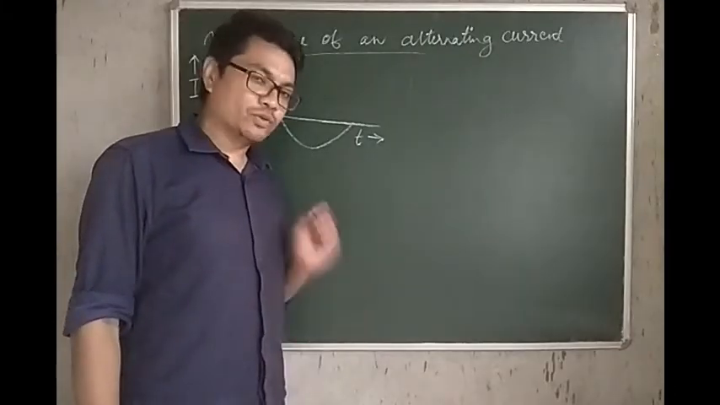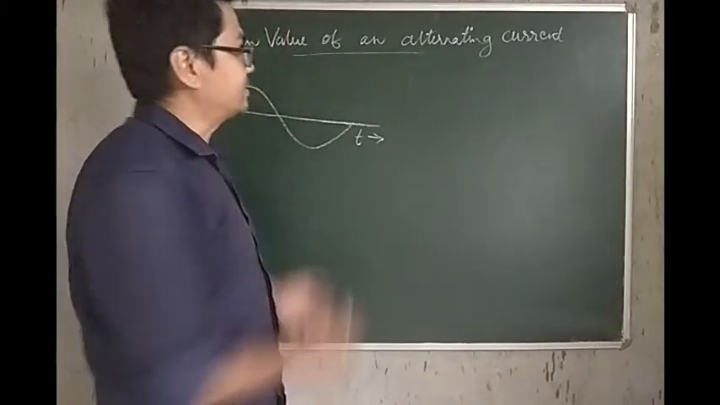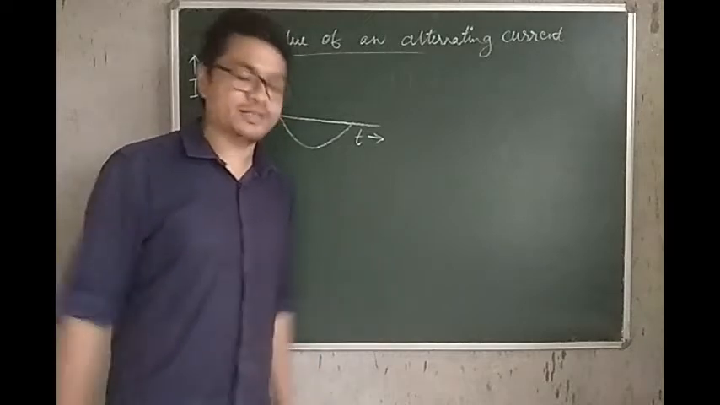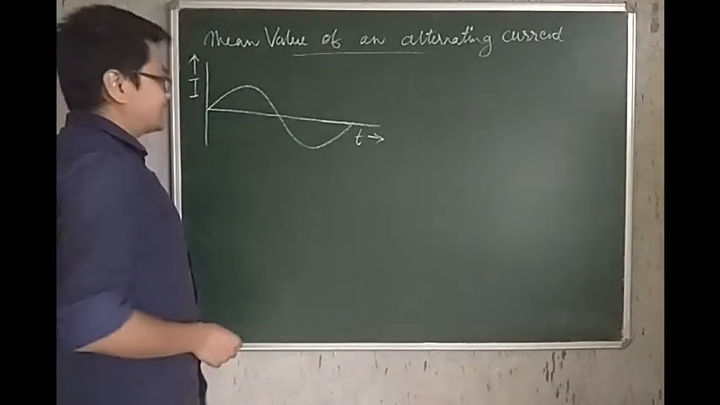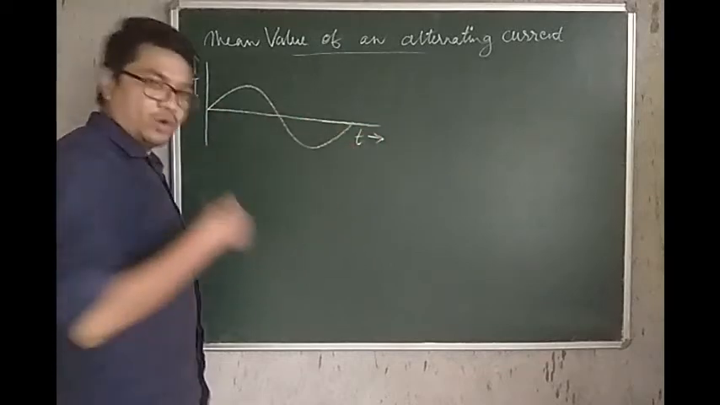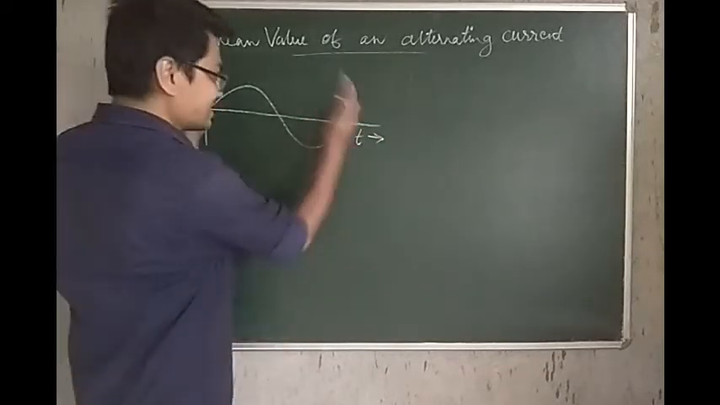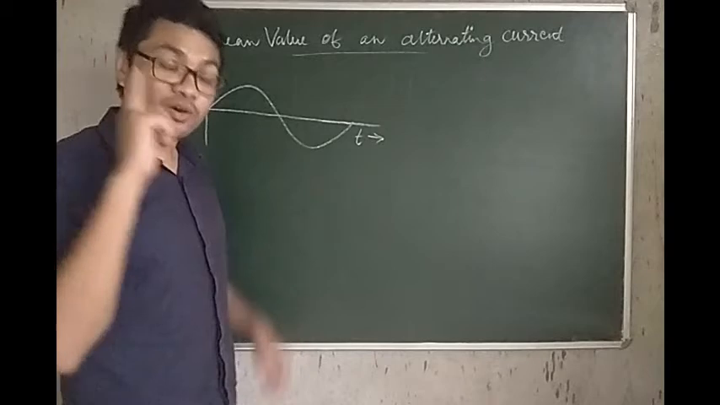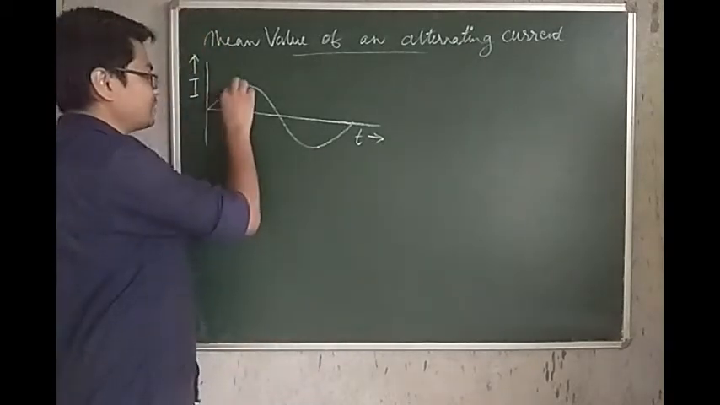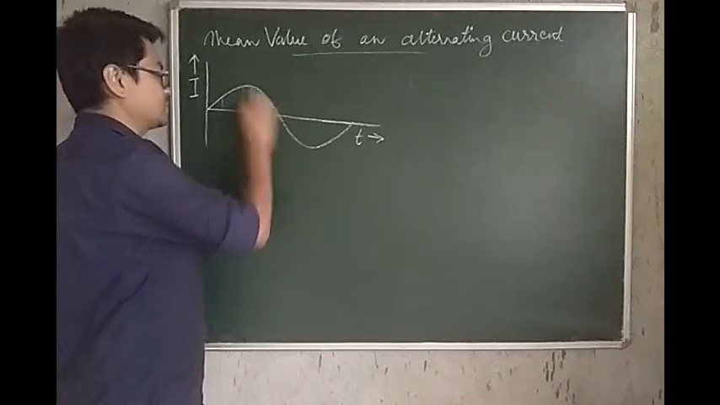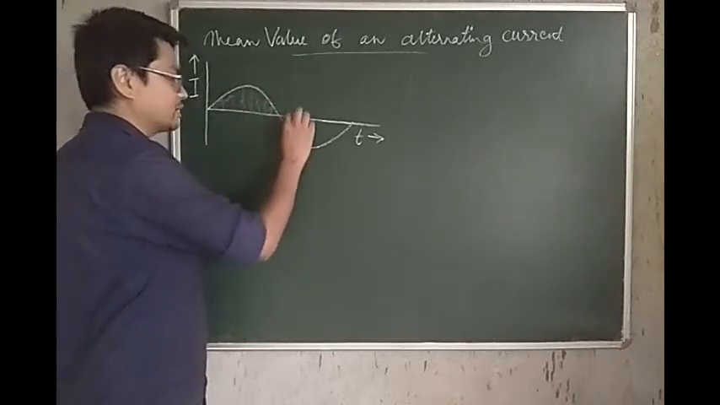Now class 12, what we need to do is find the mean value of the alternating current. You see from this graph itself that the mean value of the alternating current for one complete cycle, that is for one time period, is 0, because the positive half, this area so to say, is exactly equal to the negative half.